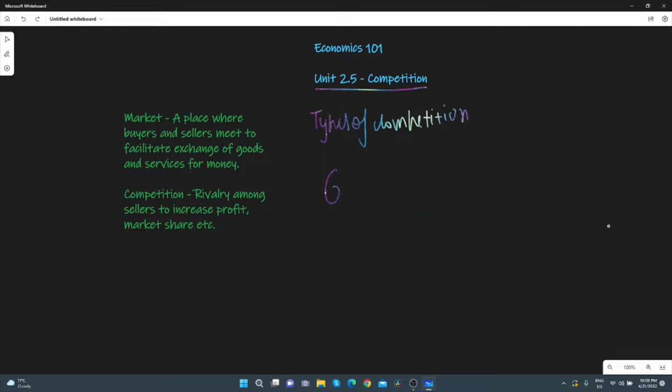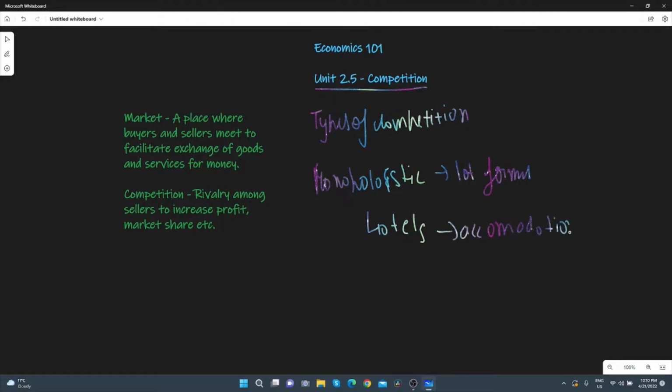Then you have monopolistic competition, not monopoly, but monopolistic. There is no I here. So monopolistic is basically quite a few firms, a lot of firms, selling similar but differentiated products. An example is hotels. They all provide accommodation, but each hotel is very different from the other one. You don't need to know much about this one. It's just for knowledge that a lot of firms sell similar but differentiated products.